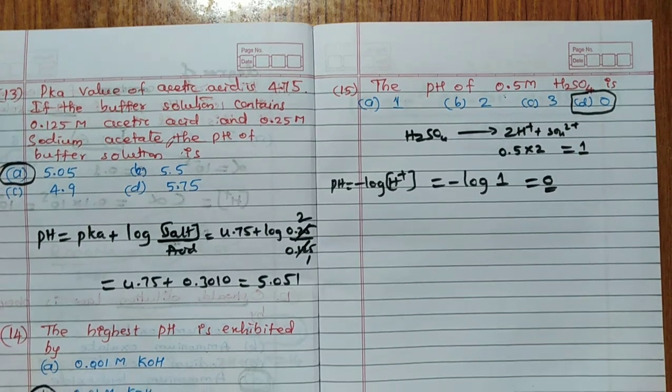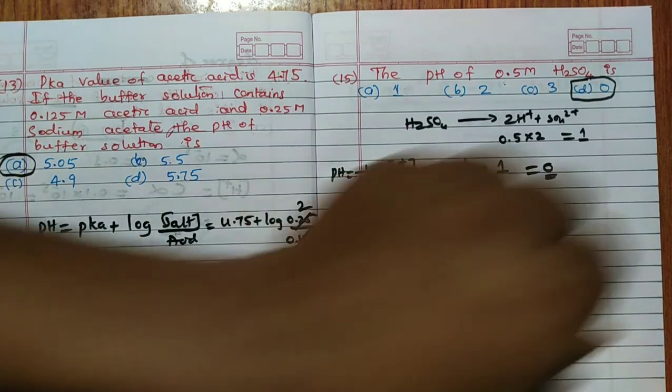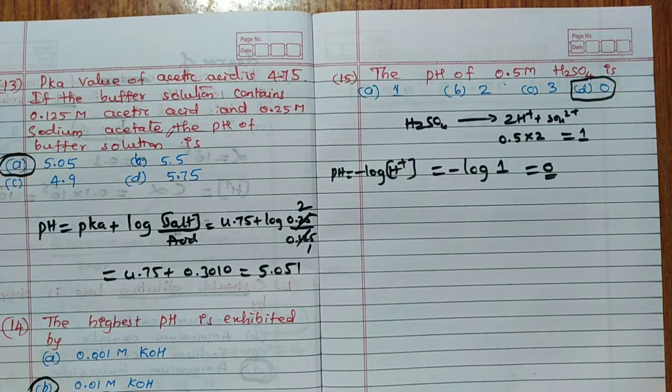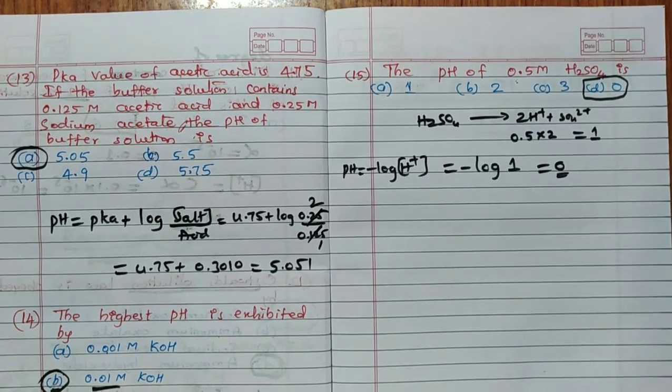So these are the 15 questions I have considered. Generally I will take 10 questions, but the equilibrium chapter is important. Hence I have considered 15 questions in this particular case. I hope you understood this. If you have any doubts, you can comment in the comment box.